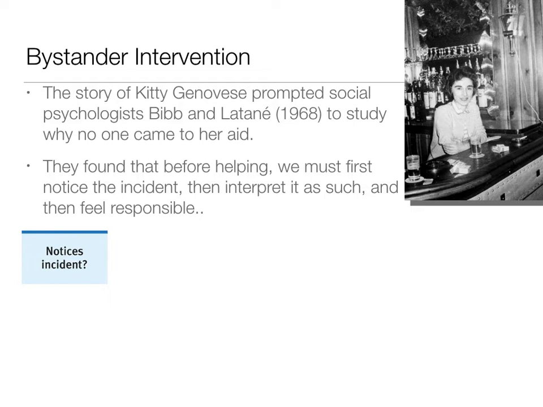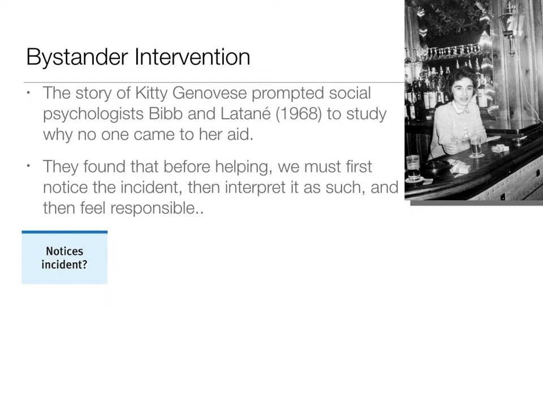They found that before helping, we must first notice the incident. Then we have to interpret it as a situation that needs help, as an emergency. And then we have to feel responsible for it. We'll talk about why the researchers say that nobody felt responsible for this incident, and it's what we call the diffusion of responsibility. So they're studying what's called bystander intervention. Again, you have to notice the incident, interpret it as such, and feel responsible.